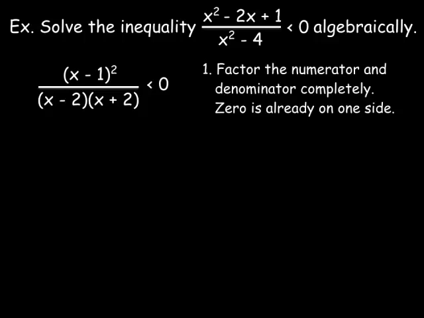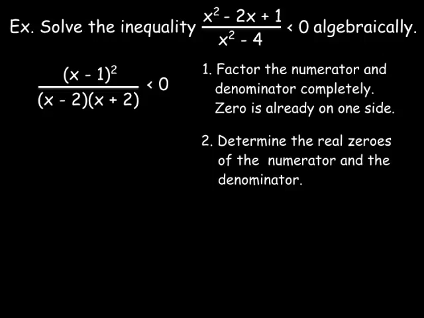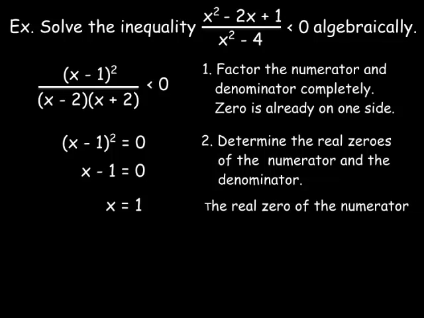Step 2, determine the real zeros of the numerator and the denominator. Setting the numerator equal to 0, we have x minus 1 all squared equal to 0. Take the square root of both sides of that equation. We find that x minus 1 is equal to 0. Adding 1 to both sides, we solve for x and find x is equal to 1, the real zero of the numerator.